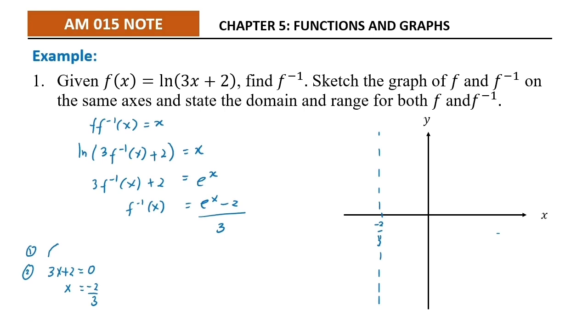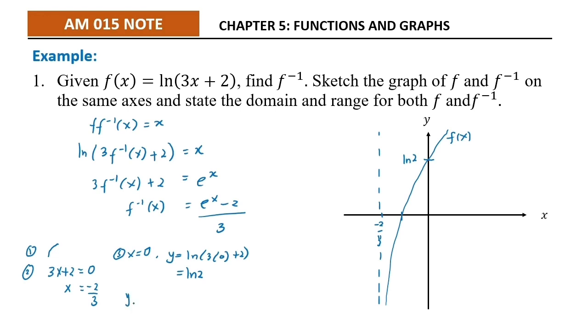The y-intercept is when x equals 0, y equals ln(3 times 0 plus 2). So ln 2 is positive. Therefore, sketch the graph: the graph is close to the asymptote and then goes to the right. This is f(x). The y-intercept is at ln 2. And we have the x-intercept here.